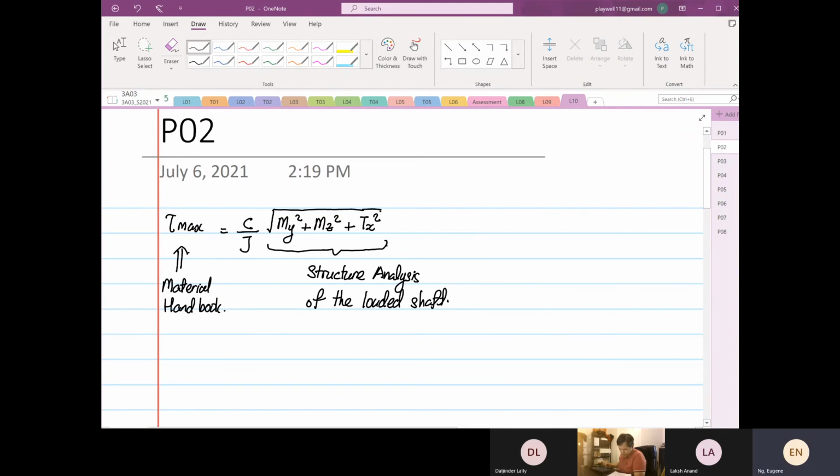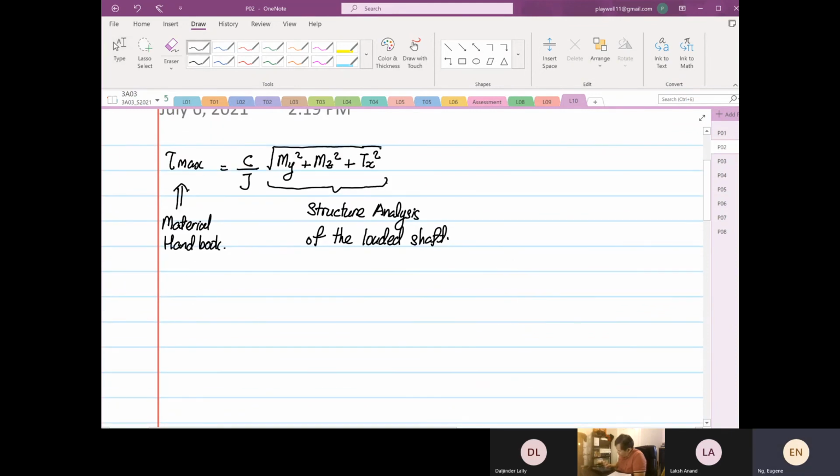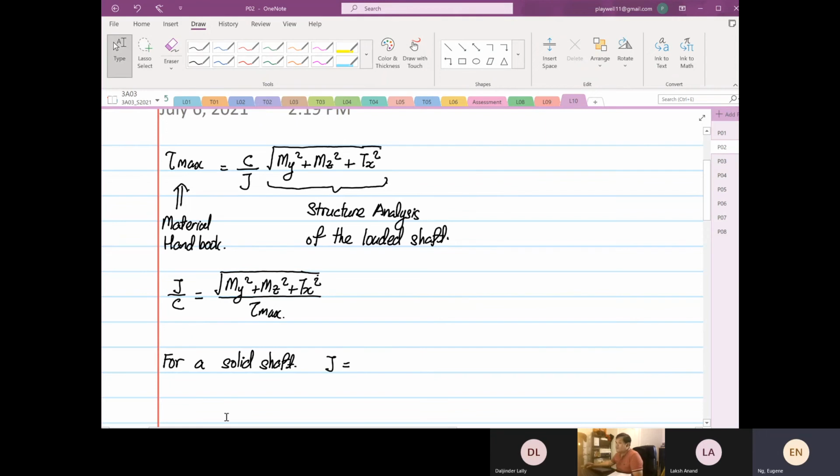Okay. So from here, we can write this will be J over C, right? And this will be equal to the square root of My squared plus Mz squared plus Tx squared, and then the whole thing divided by tau max. So for solid shaft, J is equal to, I can't remember it now.